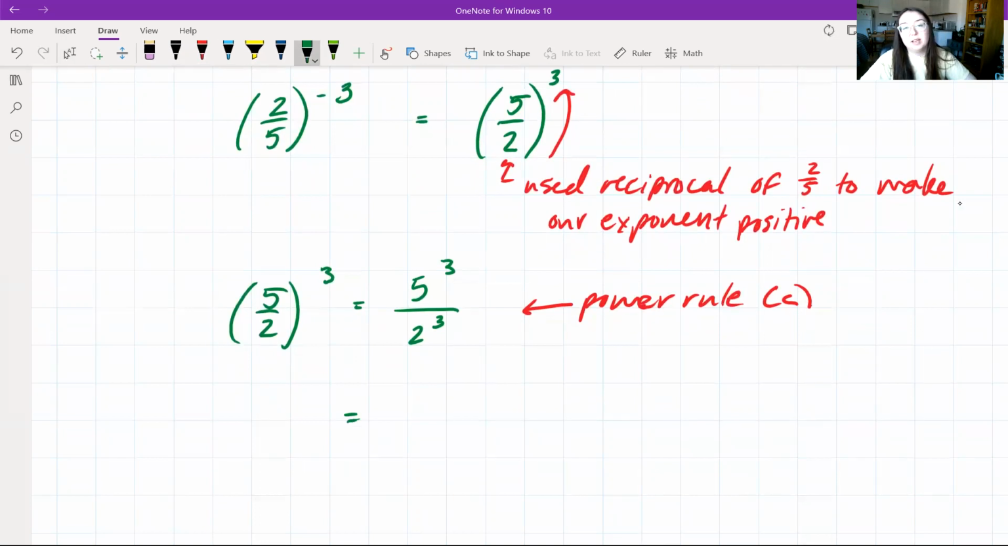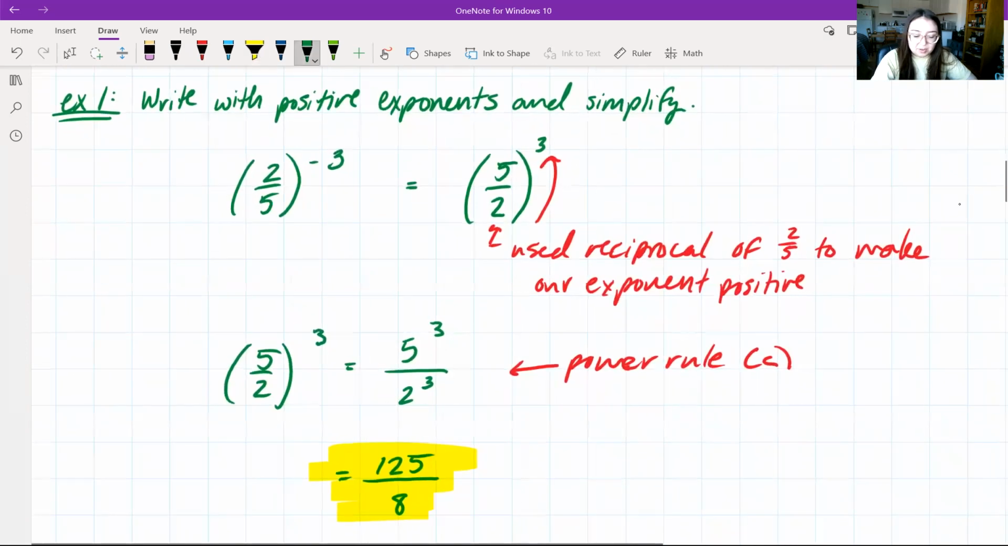5 to the power of 3 is 5 times 5 times 5. 5 times 5 is 25. 25 times 5 is going to give us 125. And then we have 2 to the power of 3. 2 times 2 times 2. So 2 times 2 is 4. And 4 times 2 is 8. So our answer is going to be 125 divided by 8.